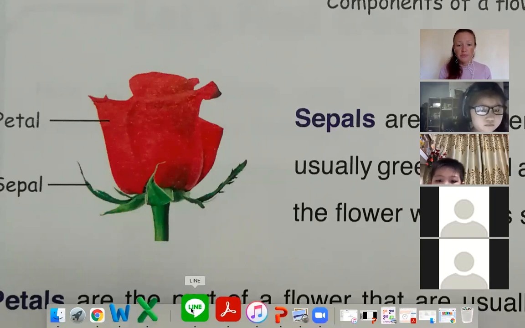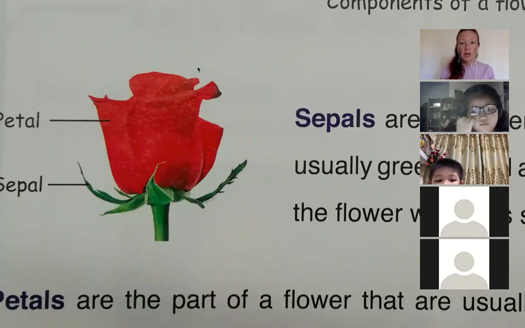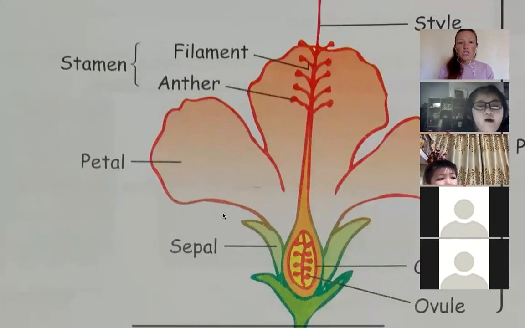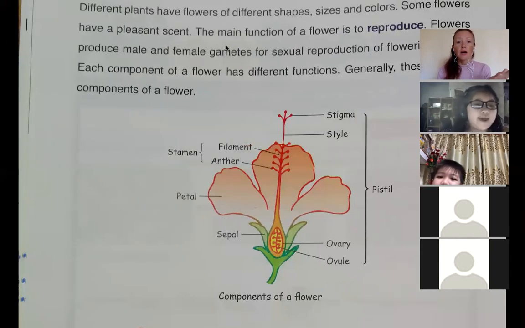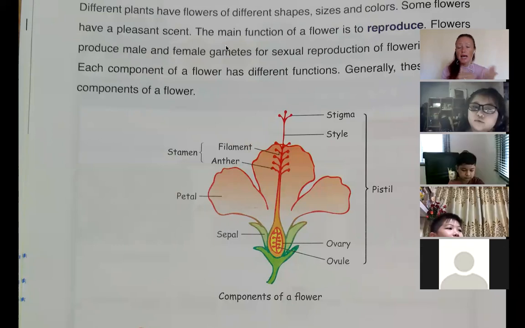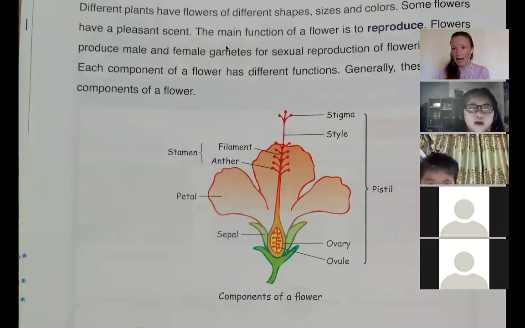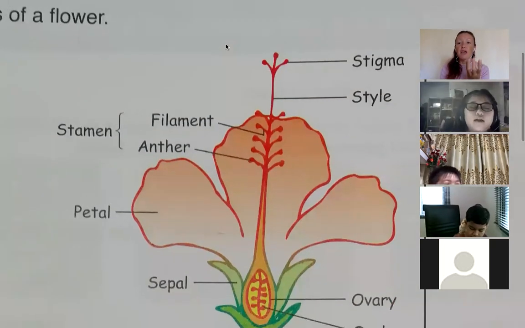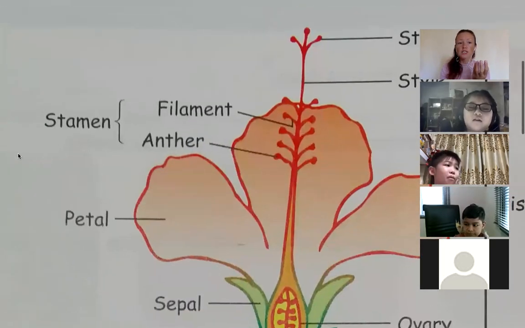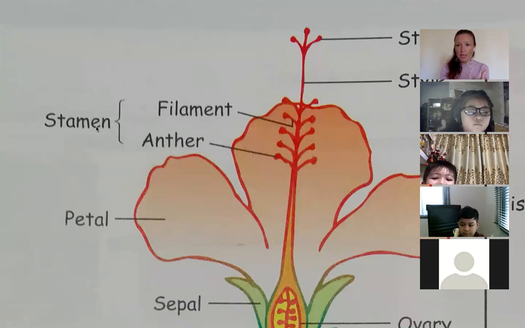Okay, good. All right. And also, how do we call the male gametes and female gametes? So what is the male part of a flower? How do we call the male part of a flower? We call it stamen. Yes, the stamen. It's the male part of a flower.